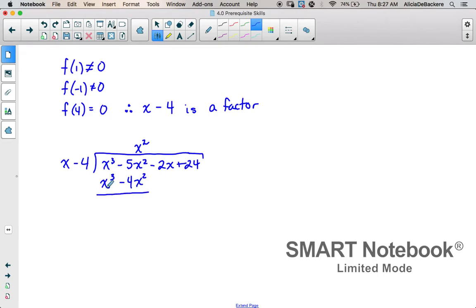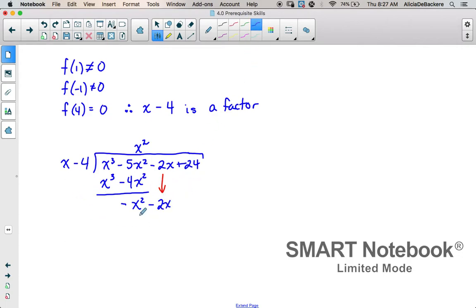When I subtract the first two, I should always get 0. If I don't, then I chose this x squared incorrectly. So that's coming out to 0. And now I'm moving on to subtracting here. So -5 minus -4, that means plus 4, gives me -x squared, or -1x squared is fine as well. And now what we're going to do is bring down the next term.